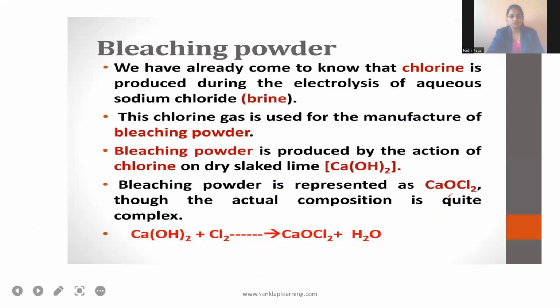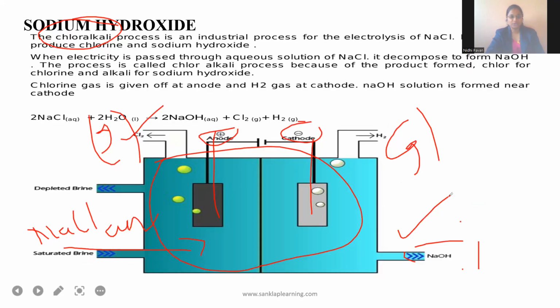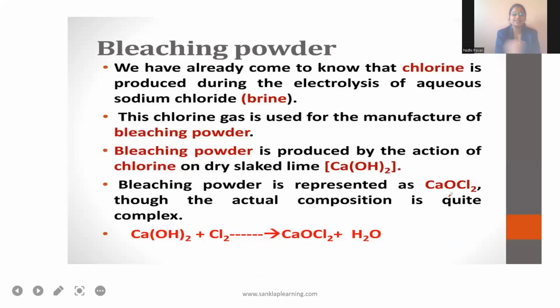Now, using the products of the chloralkali process, many other chemicals are synthesized. Let us see the first one, bleaching powder. We all know what bleaching powder is. We use bleaching powder to clean the bathrooms, to clean the stains in the bathrooms, and also to purify drinking water, right?